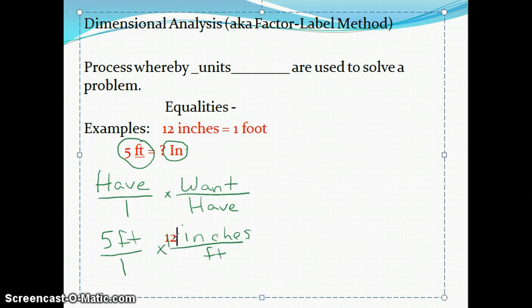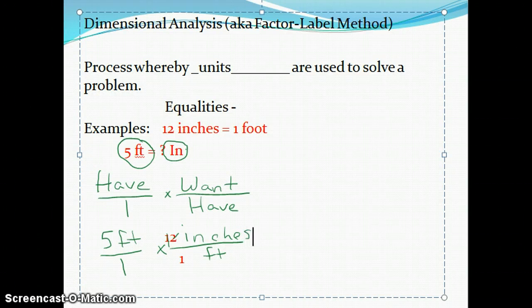So 12 inches, and then that equals 1 foot. So this is going to be our equation now that we're going to solve using math. We would take 5, multiply it by anything on top, so 12 is on top, so we do 5 times 12, that's 60, divided by 1 will give us our answer.